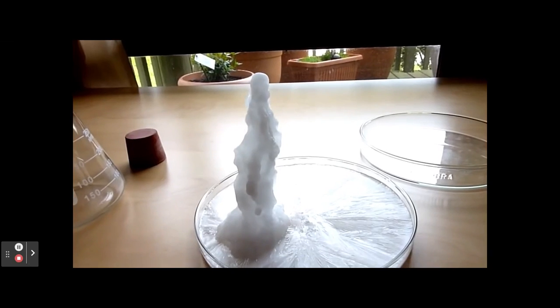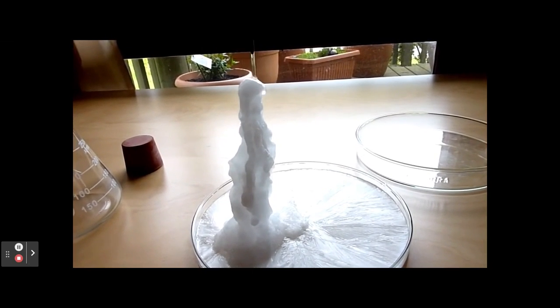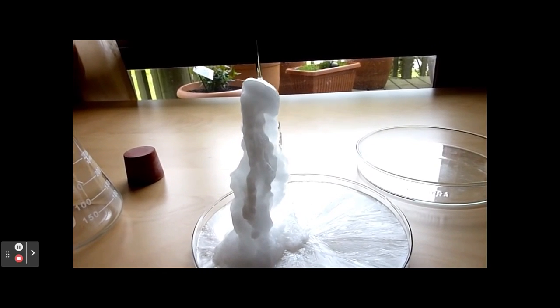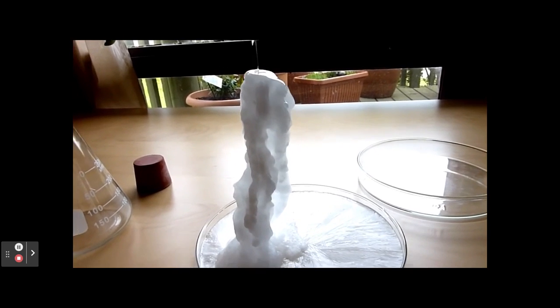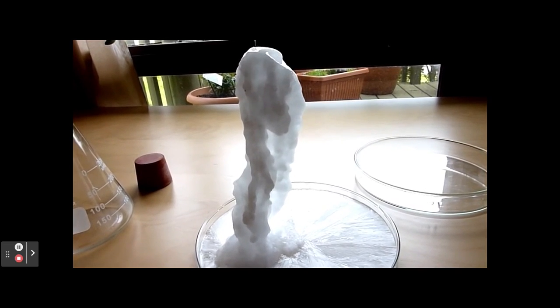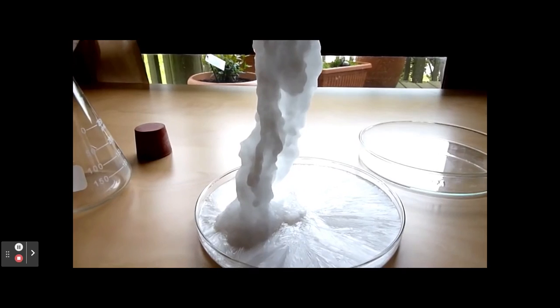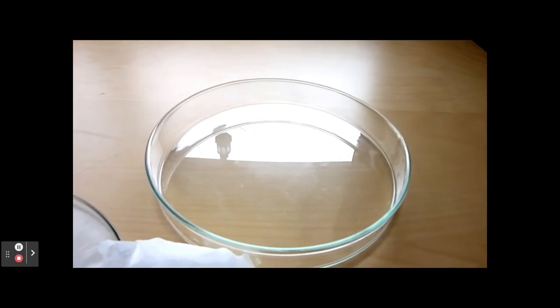Okay, so now they're adding more of the solution to this, which makes the tower higher. Pretty cool. But actually, this is really hot. When this stuff starts crystallizing, it gives off a lot of heat.